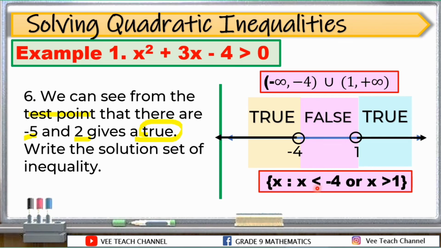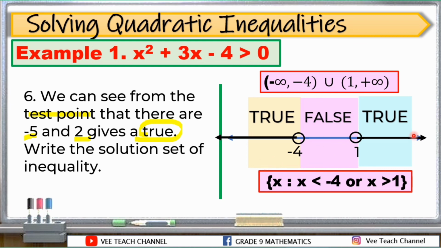I-write natin as set notation. X such that x is less than -4 or x is greater than 1. Again, we have our solution set as x is less than -4. Ibig sabihin, mga numbers nga na mababa sa -4 at x is greater than 1 or yung mga numbers na mataas sa 1. Ito na yung ating answer or solution set natin. You can notice na we use two inequalities. Isang less than at isang greater than inequality.